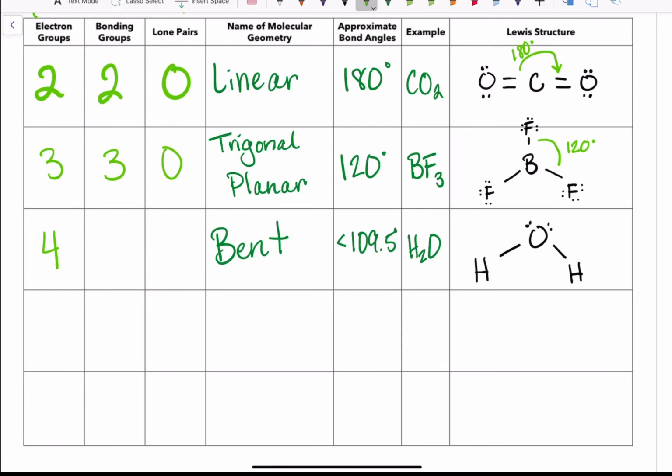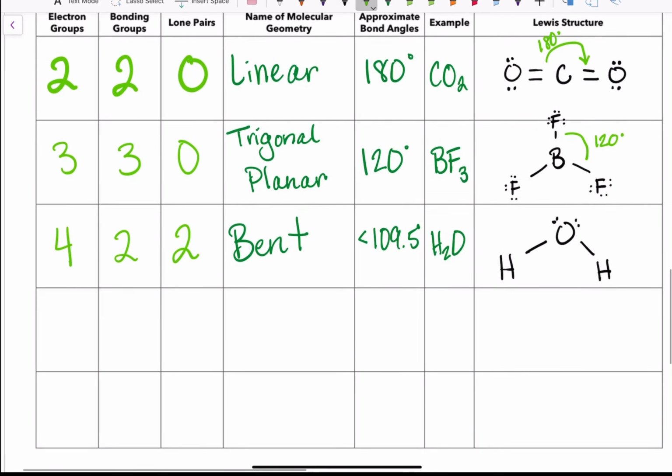Only 2 of those groups are bonding though, 1 and 2. Those are the only ones that are bonding. And then we have 2 lone pairs on oxygen. So something with 4 electron groups, 2 bonding groups, and 2 lone pairs gives us a bent shape with an angle of slightly less than 109.5.